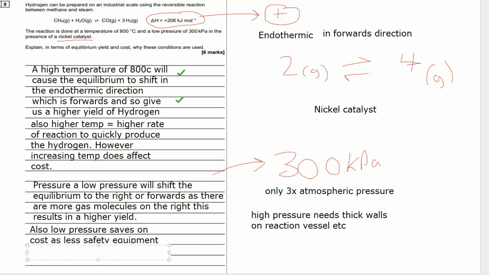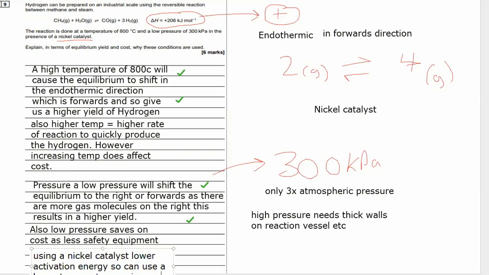Okay, the final thing, we're using a nickel catalyst. Now, they have no effect on the position of equilibrium or the yield. However, they do make you reach equilibrium faster, but more importantly, they lower the activation energy for the reaction, which means we can use a lower temperature and therefore save on cost.